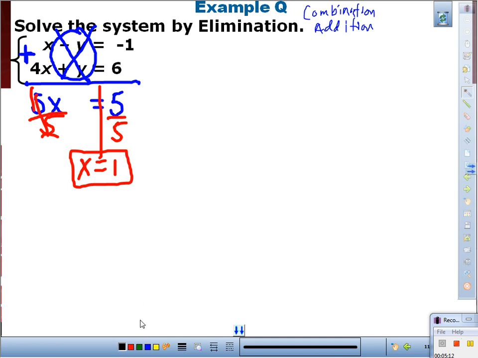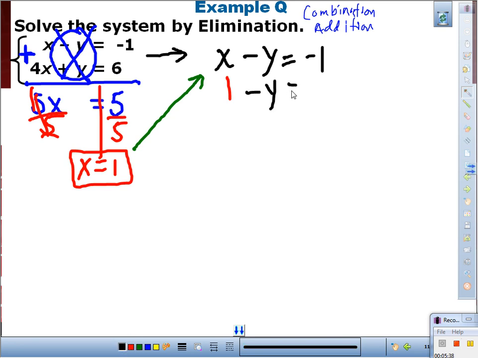All right. I heard some of you wanted to substitute into this one, but others wanted to substitute it in this one. Does it really matter? No. So I'm going to use the top one for right now. X minus y equals negative 1. What's the invisible number here?